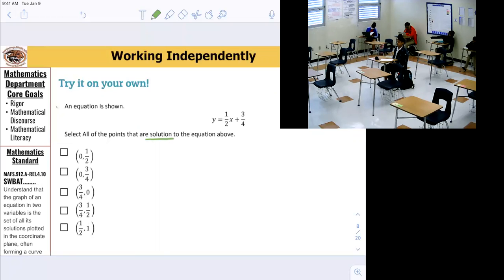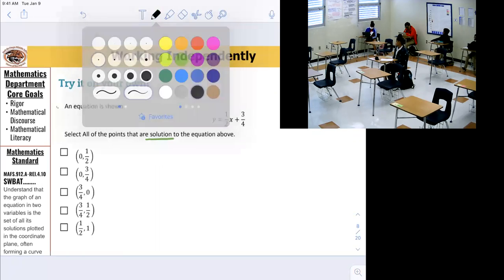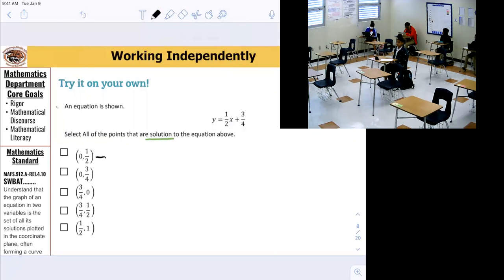Checking all of them. Checking each and every point, plugging in the X, plugging in the Y, see what you get. So let's go right through it. Starting with answer choice A, we're going to plug this one in. What do I plug in for Y? 1/2 for Y. And then X is 0.